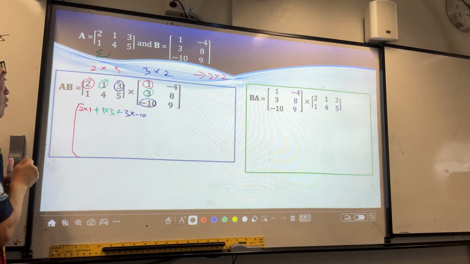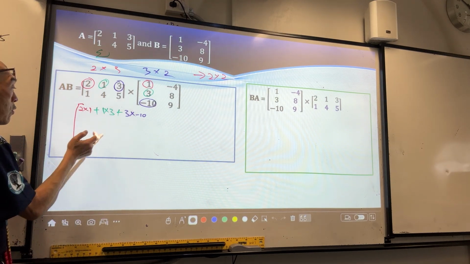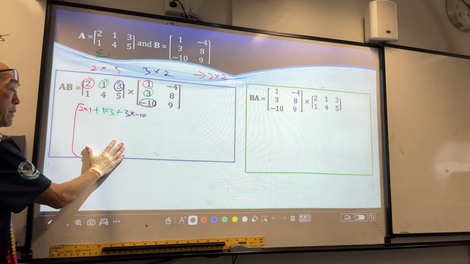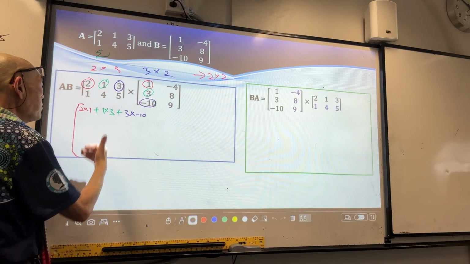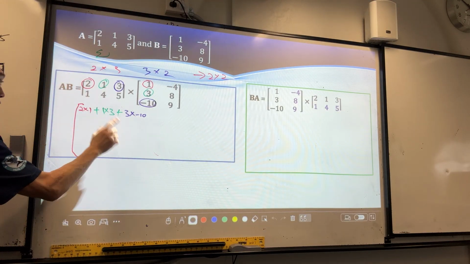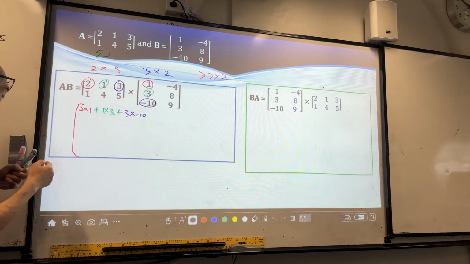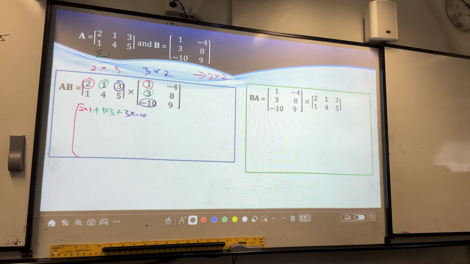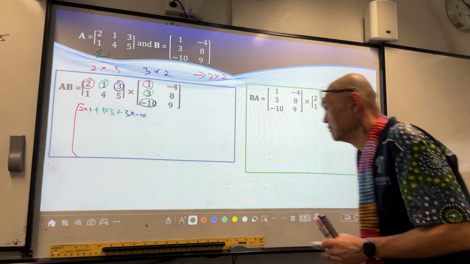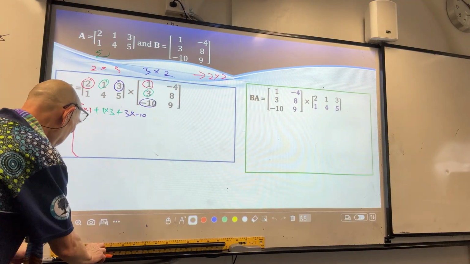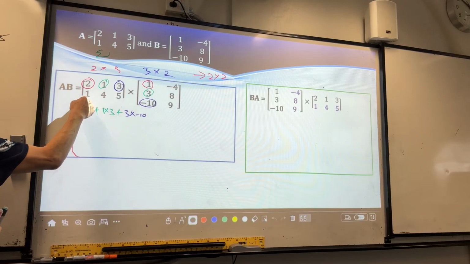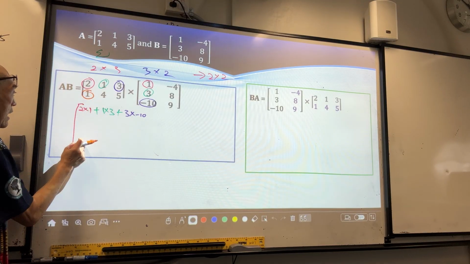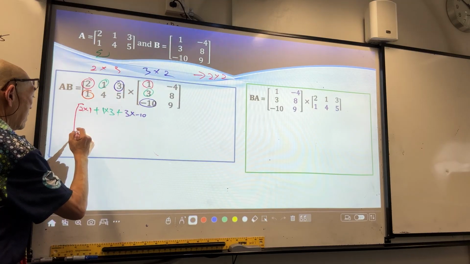Now, what I'm going to do is, you can do that first or that first. It really doesn't matter. It's up to you. But I'm going to do this bit first. I want to show you something. So this time, I'm going to use some different color. Just watch what I'm doing, please. So here, this element here will be 1 times 1.